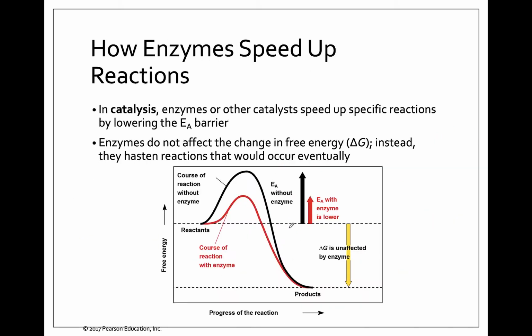So here you can see that drawn out a little nicer. So this catalysis is the speeding up. It does not affect delta G. Notice that even without the enzyme, and in red here with the enzyme, the reactants start at the same spot. And the products end at the same spot on the free energy diagram. So this difference here is going to stay the same. The only thing that's changed is the amount of activation energy that's required with an enzyme versus without an enzyme.